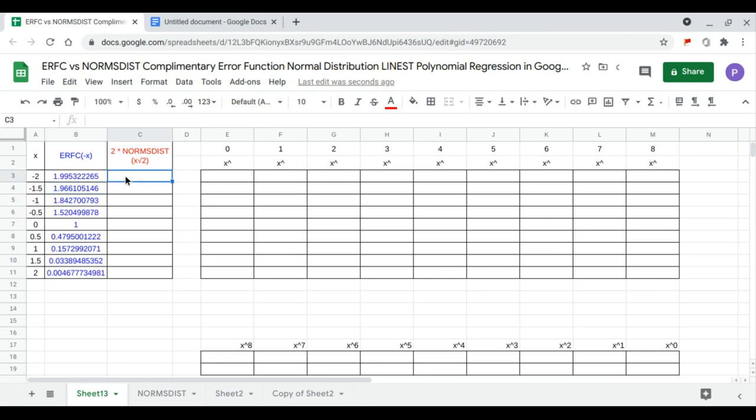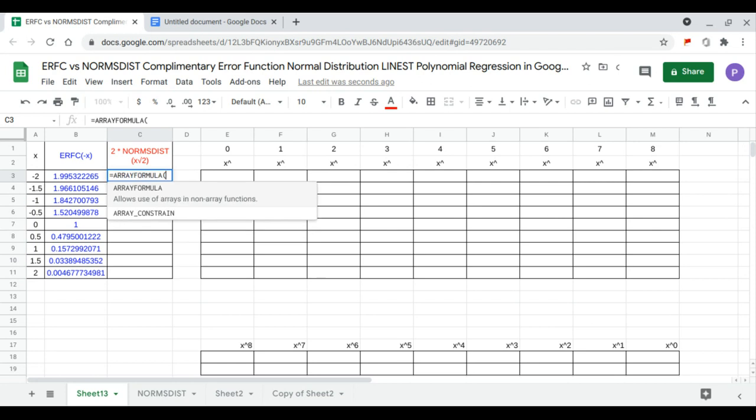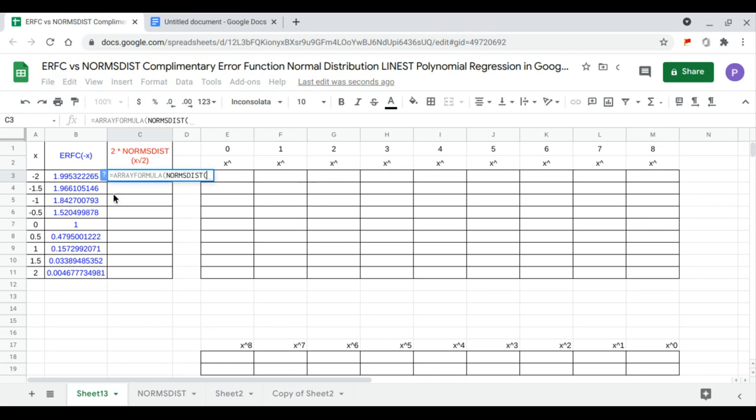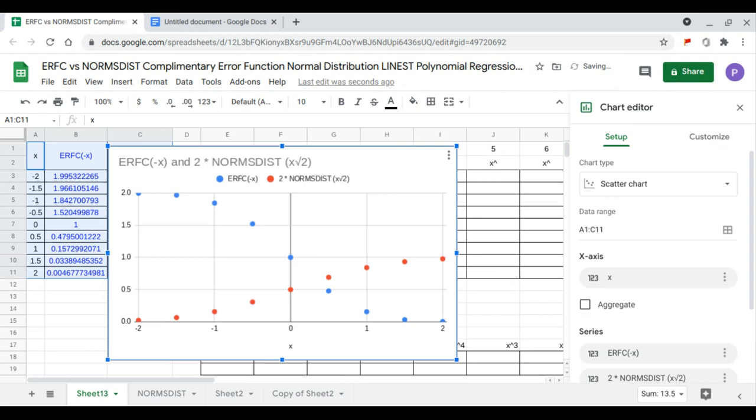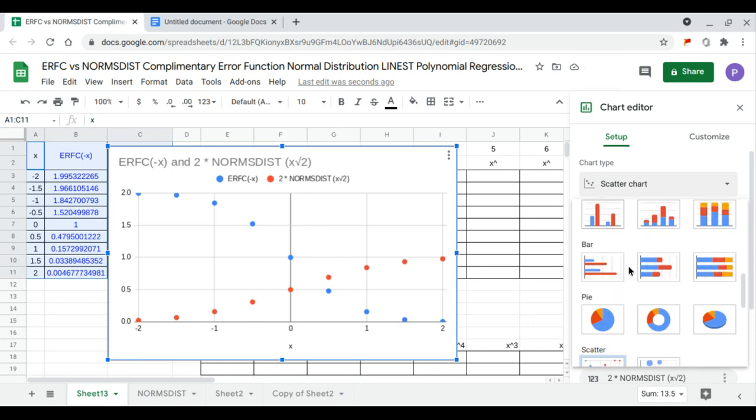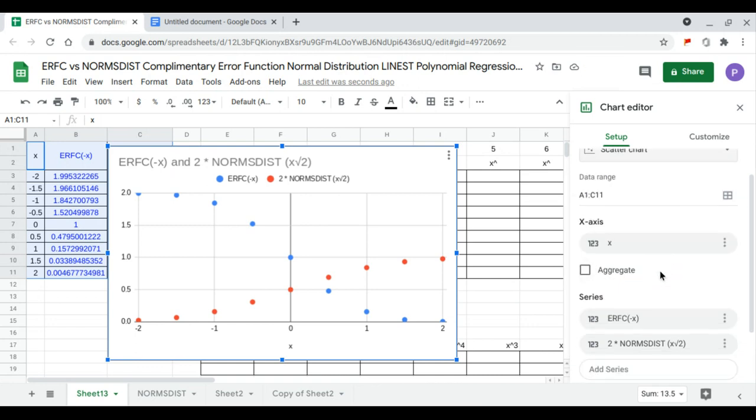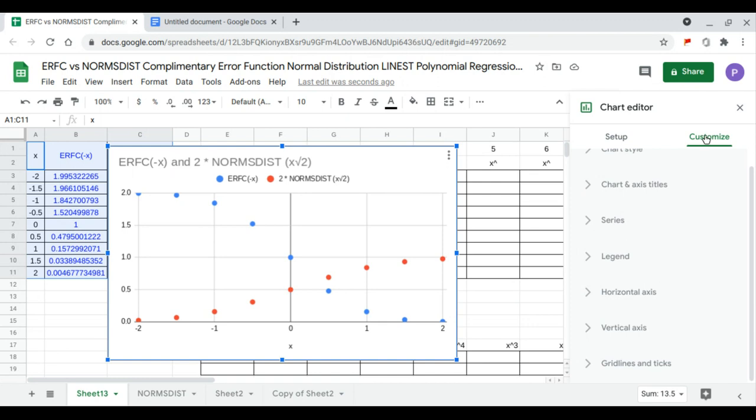And the NORMSDIST, which is equal to array formula, NORMSDIST of the x values. And we'll chart this. Insert chart. And we'll use scatter chart. Scatter chart. And show the trend line.